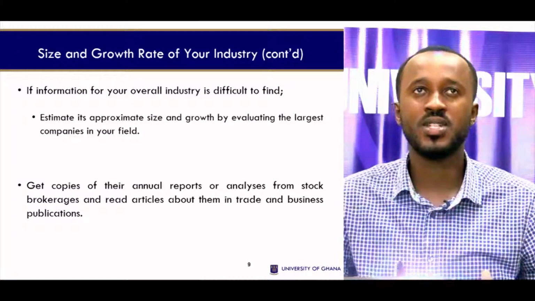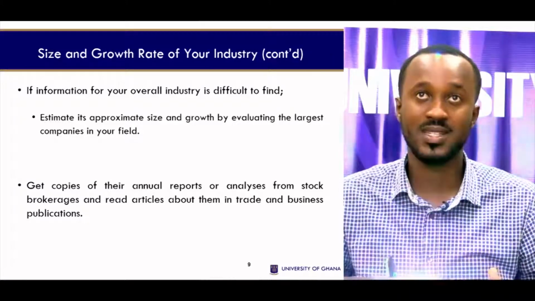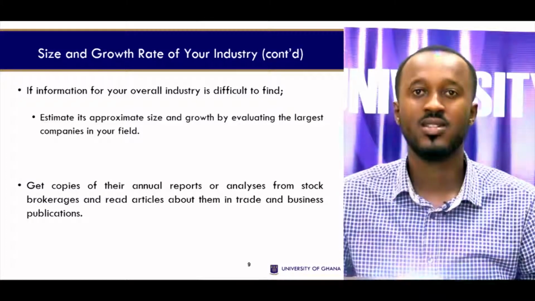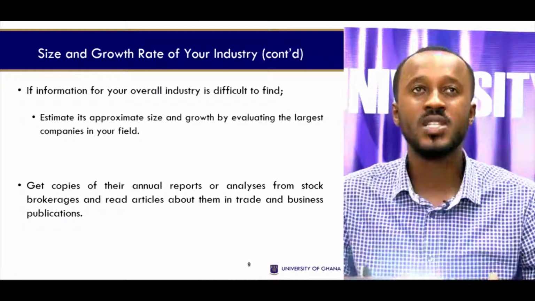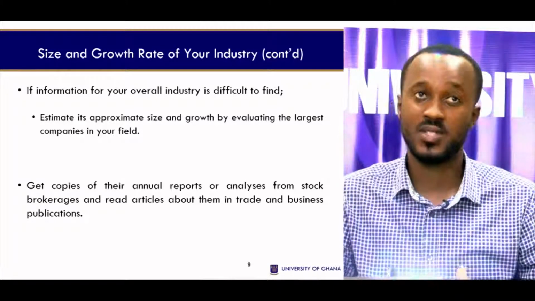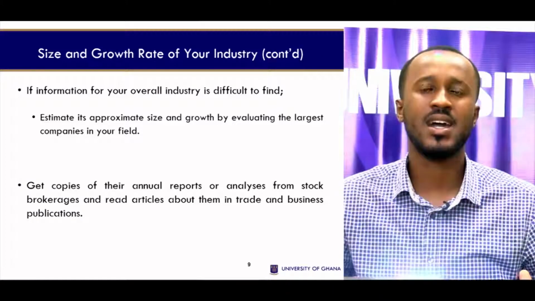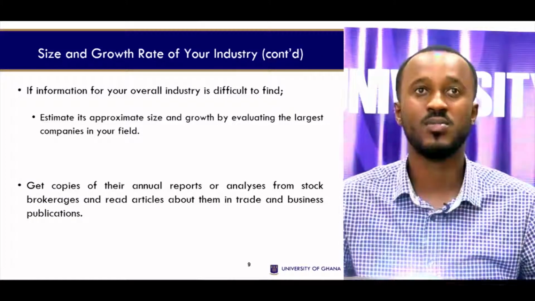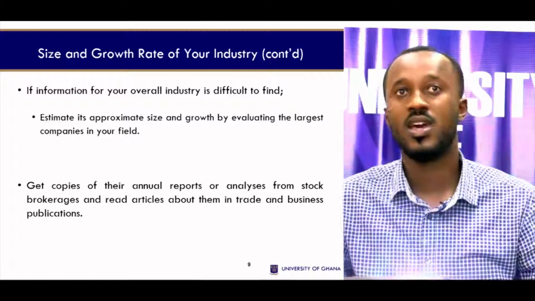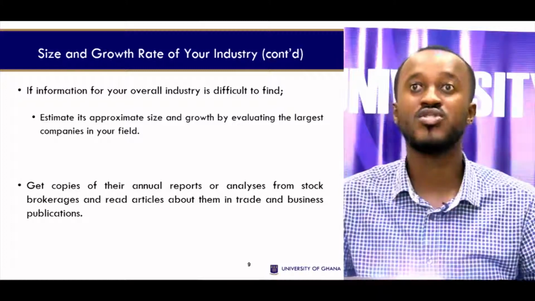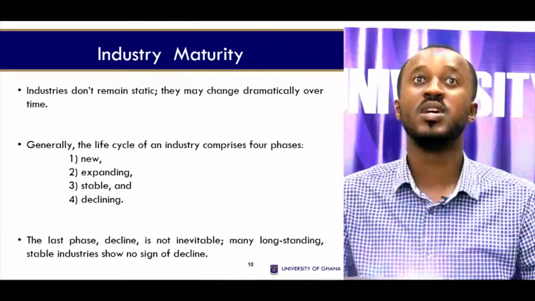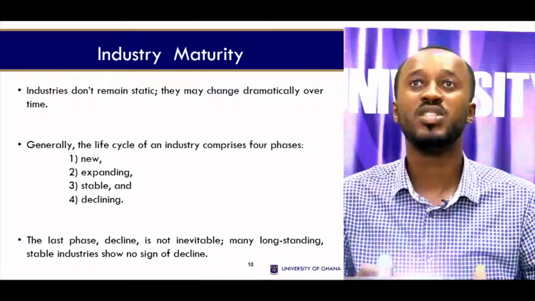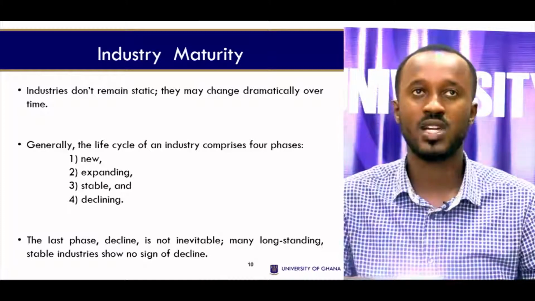If information for your overall industry is difficult to find, you can estimate its approximate size and growth by evaluating the largest companies in the field. You can get copies of their annual reports and analysis from stock brokerages and read articles about them in trade and business publications. Industries don't remain static. They may change dramatically over time.